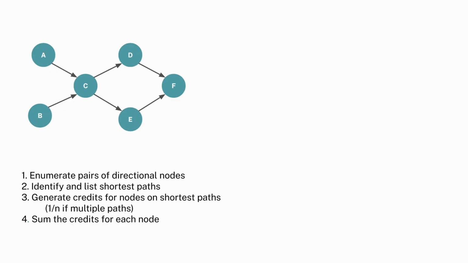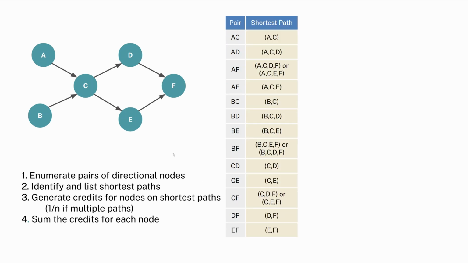So here we have a simple graph. The first thing we're going to do is enumerate the pair of nodes. Now this is a directional graph, and so you'll notice that we don't have A to B because A goes to C, but C does not go to B. So there is no path between A and B for this directional graph. Now that we've identified all the potential paths on this graph, we then identify the shortest paths.